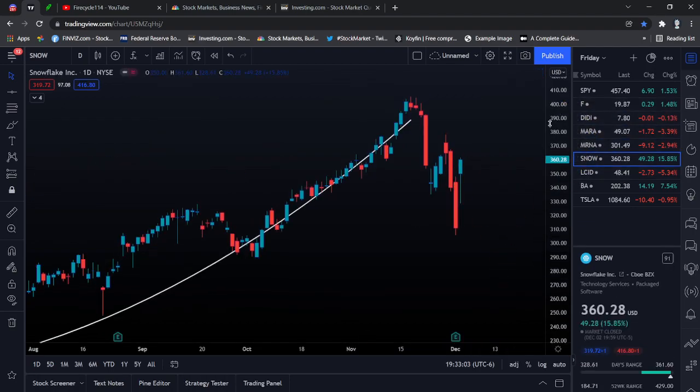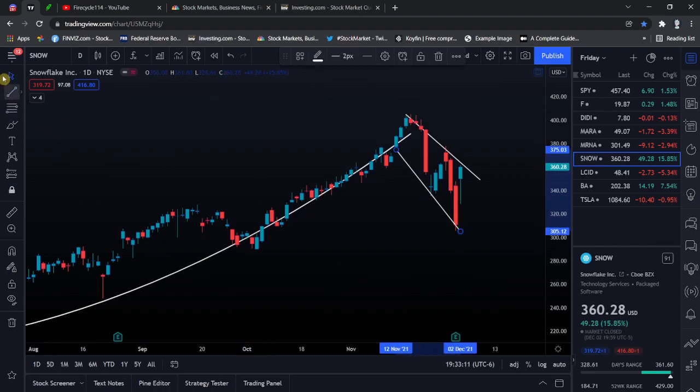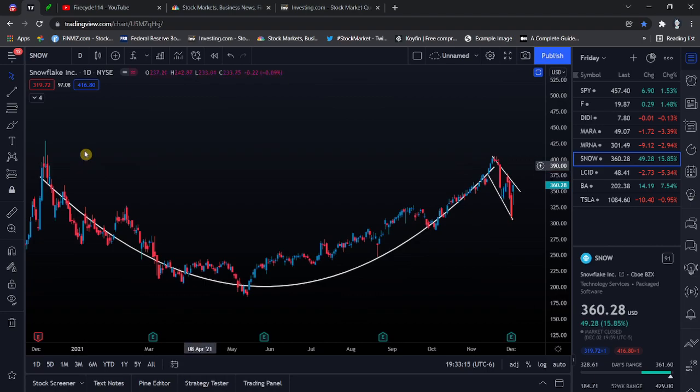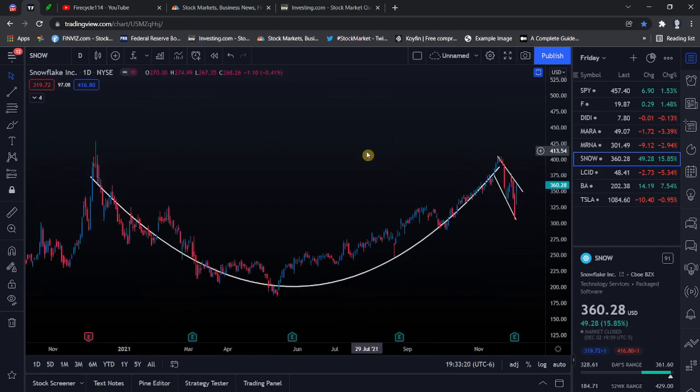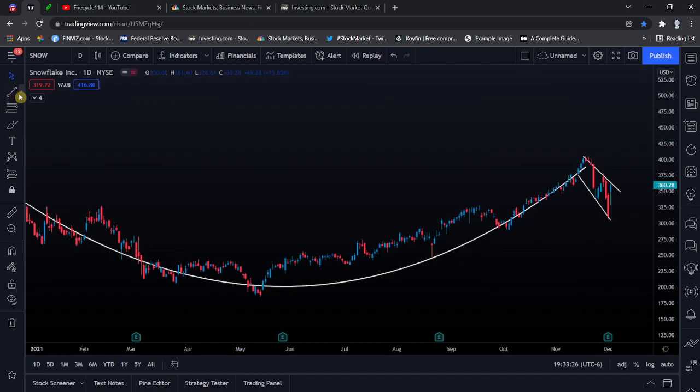Let's take a look at Snow. Okay, Snow is up 15% today. They recently had earnings, and we have a very, very nice setup on Snow with a cup and handle. So looking at the daily, this is a massive cup and handle. This cup and handle has been forming for almost a year now. The bigger the time frame, the more confident we have. So Snow looks very nice.